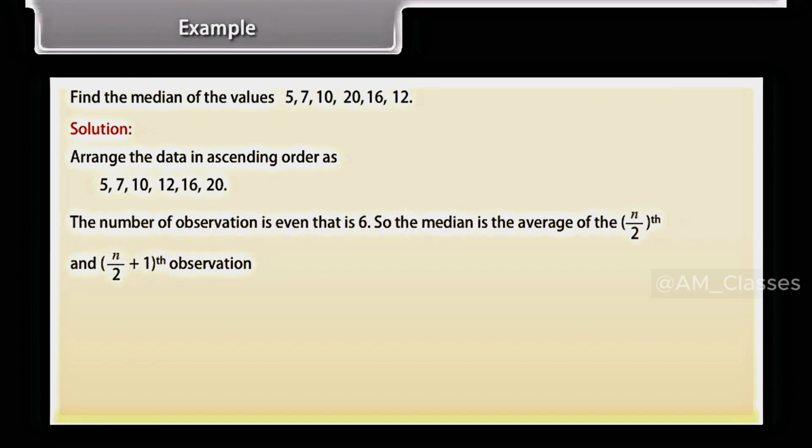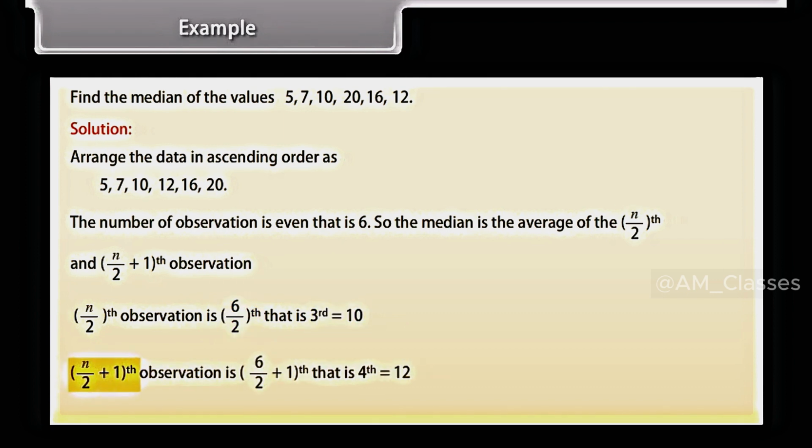So the median is the average of the n by 2th and n by 2 plus 1th observation. N by 2th observation is 6 by 2th, that is third, equals 10. N by 2 plus 1th observation is 6 by 2 plus 1th, that is 4th, equals 12. Median is equal to (third observation plus 4th observation) by 2, which equals (10 plus 12) by 2 equals 11.